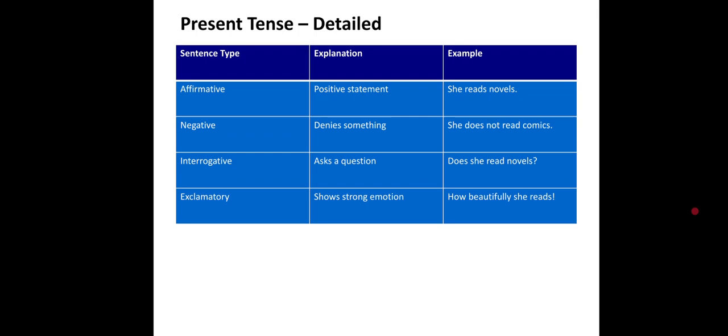Okay, so we use present tense for actions happening now or always true facts, past tense is for what has already happened, and future tense is for things that will happen later. Let's see each in detail.